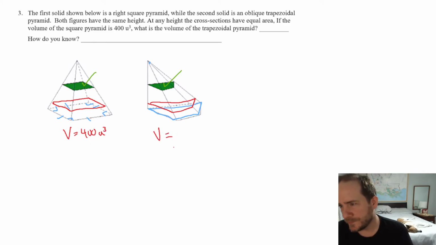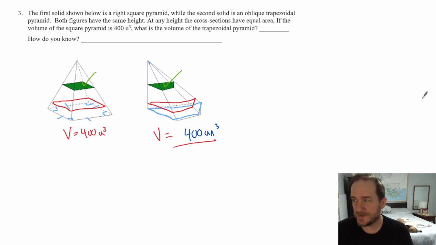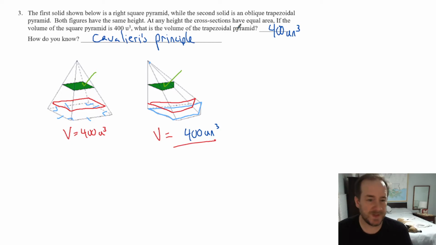So finally, they're saying this guy here has a volume of 400 cubic units. And then they're asking, what's this guy's volume? And well, since Cavalieri's Principle applies, it would also be 400. And that's it. Moving on. So what are we saying? 400 cubic units. How do you know? Cavalieri. That's it.